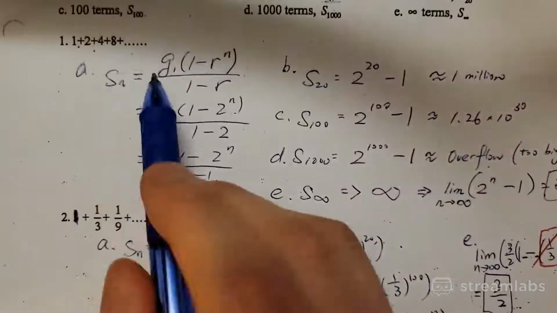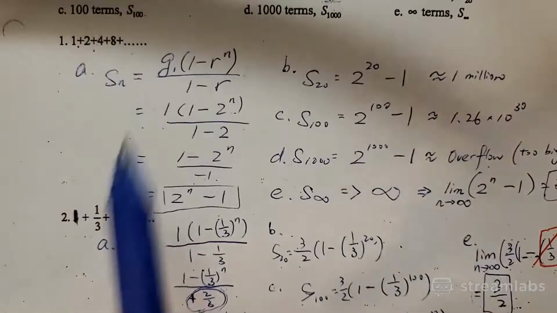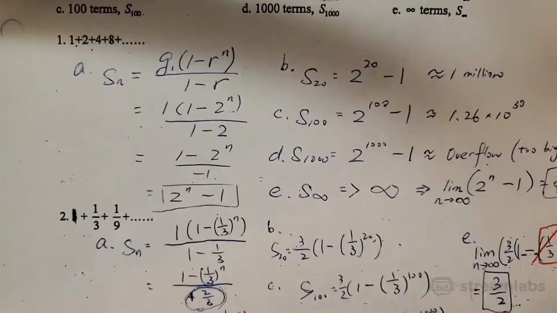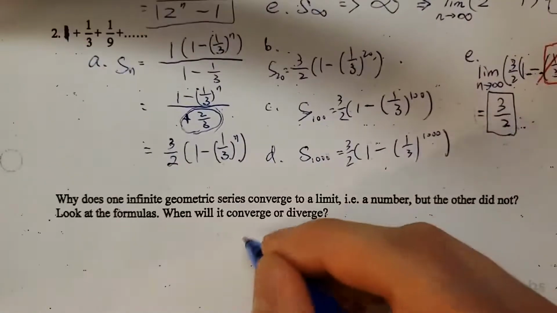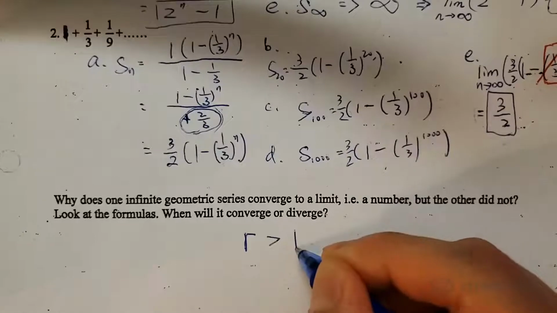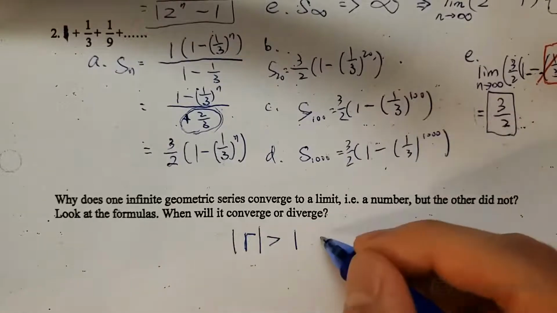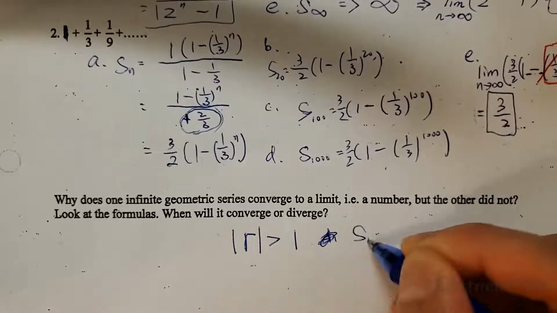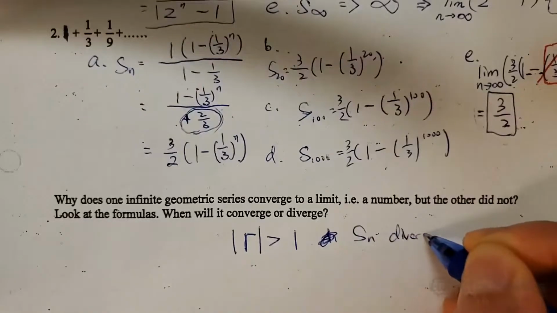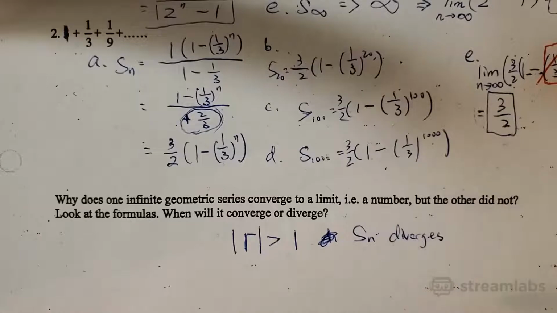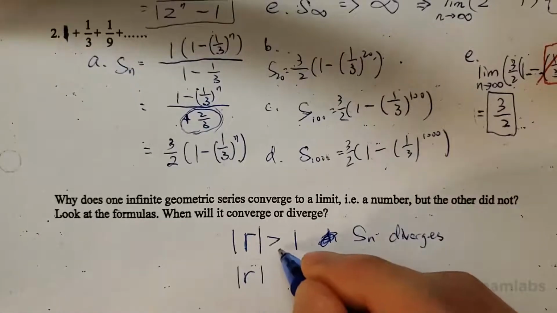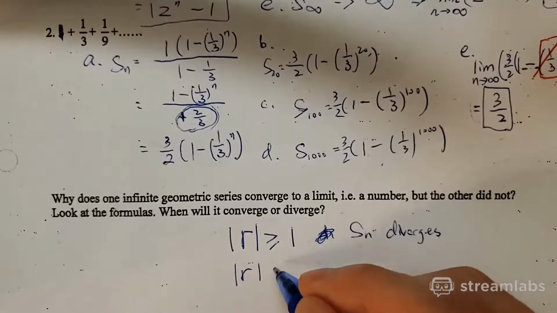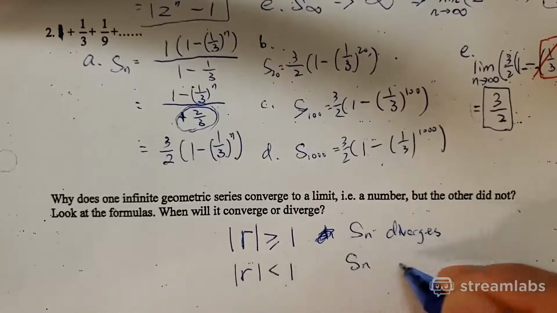Well, if you want to get bigger in a geometric sequence or series, the ratio has to be bigger than 1. And this one's ratio is smaller than 1. So when the absolute value of r is greater than or equal to 1, Sn diverges. Less than 1, Sn converges.